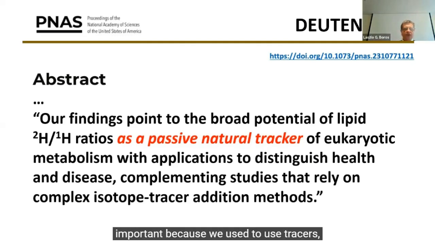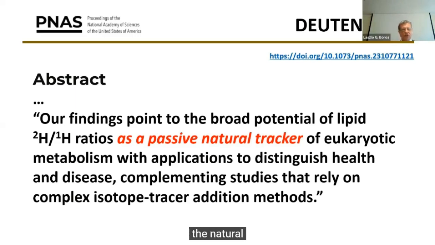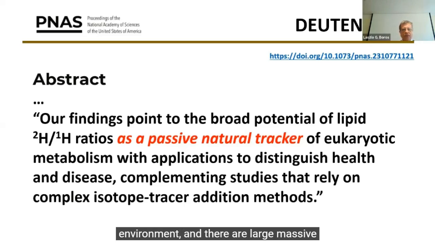And this was very important because we used to use tracers, glucose, deuterated glucose, and so on to learn about biology. But this paper showed that actually you can do this in the natural deuterium distribution scenario or environment. And there are large, massive changes that you can interpret biologically.